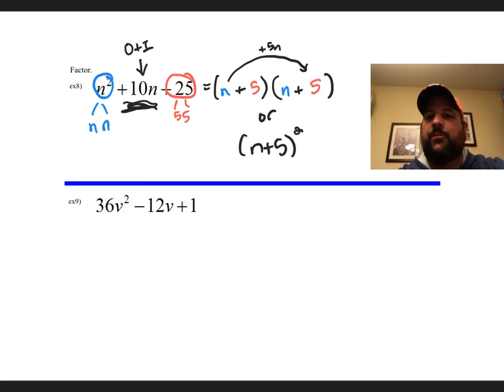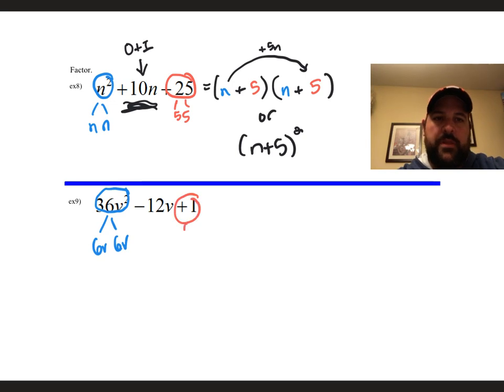Let's look at another example. Number 9, we get 36v squared minus 12v plus 1. Same idea as what I saw in the last one. My first term here, 36v squared, that's a perfect square. 6v times 6v. My last term, positive 1, that's 1 times 1.